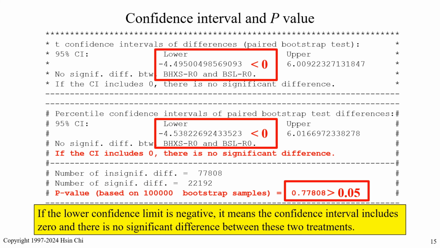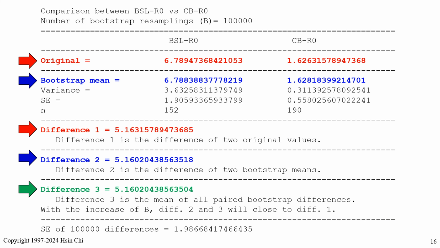In this slide, you can see the comparison between BSLI0 and CBI0. The original net reproductive rate of BSL is 6.7894, and the net reproductive rate of CB is 1.6263. The red difference 1 is the difference of two original values. The difference is 5.1631. The two blue bootstrap means are the mean values of 100,000 bootstrap results. They are 6.7883 for BSL and 1.6281 for CB. The blue difference number 2, that is 5.1602, is the difference of the bootstrap means.